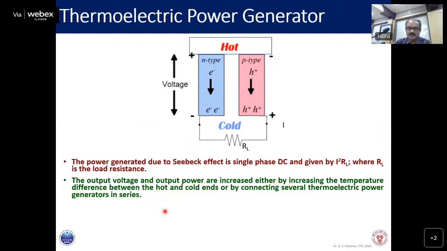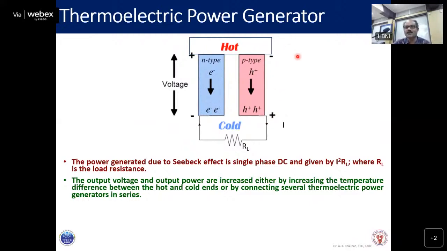The output voltage and output power are increased either by increasing the temperature difference between the hot end and the cold end, or by connecting several thermoelectric power generators in series. So if you want to increase the power, what can you do? You can increase the temperature of the hot end, or you can decrease the temperature of the cold end. You can provide refrigeration here also if you wish. So you need to increase the temperature difference.